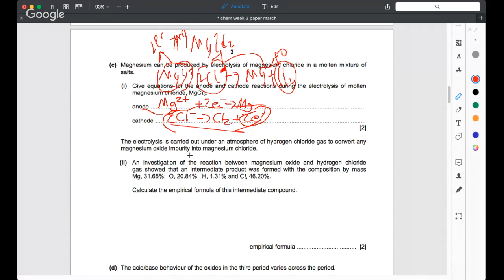So how would you go about doing this question? Have you read it? Okay, so it's magnesium oxide.